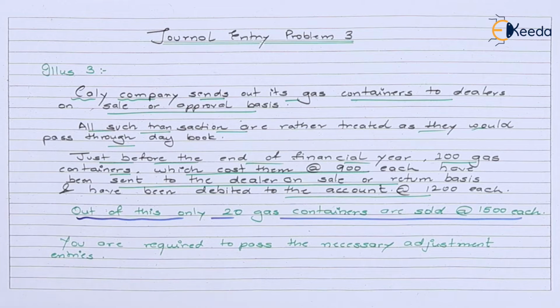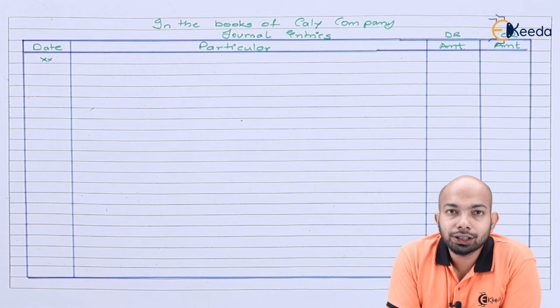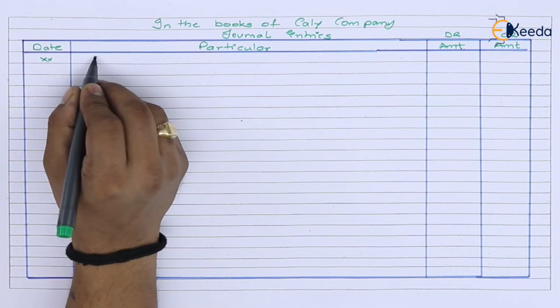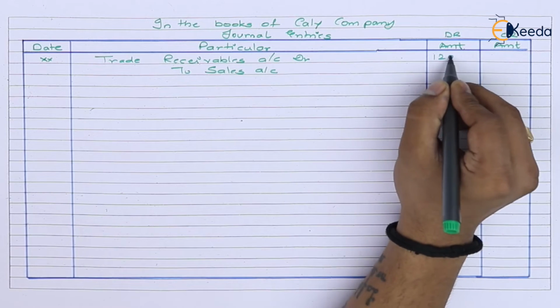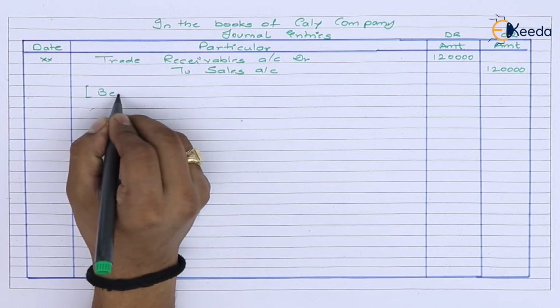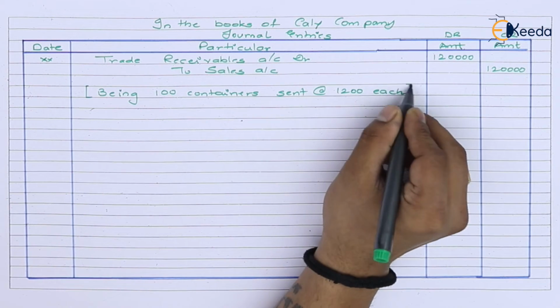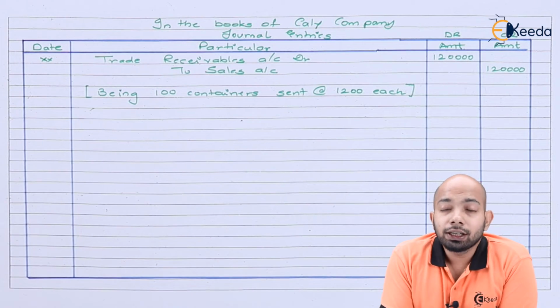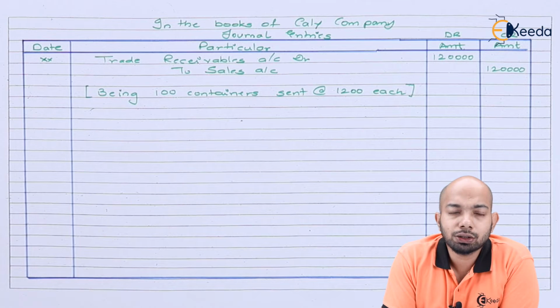Now we have to pass the journal entries according to this. Let's figure out how to pass the journal entries. We've prepared the format for the journal entries. Let's start with the first journal entry, which refers to the sales. So the first entry will be the 100 containers that were sent to the dealers at 1200 each, which gives you 1,20,000 as a total.